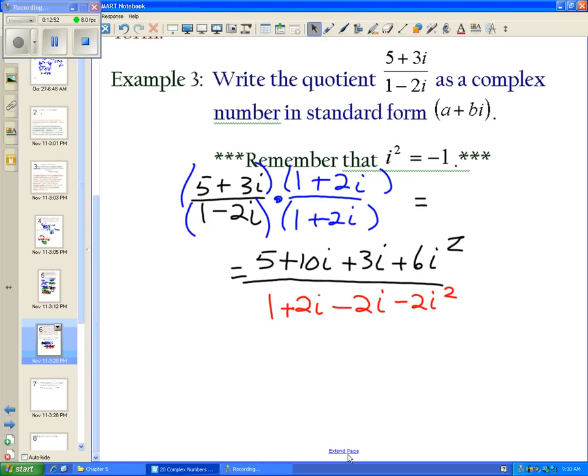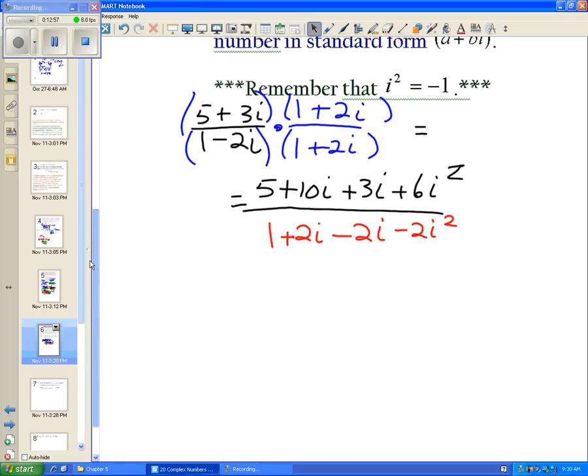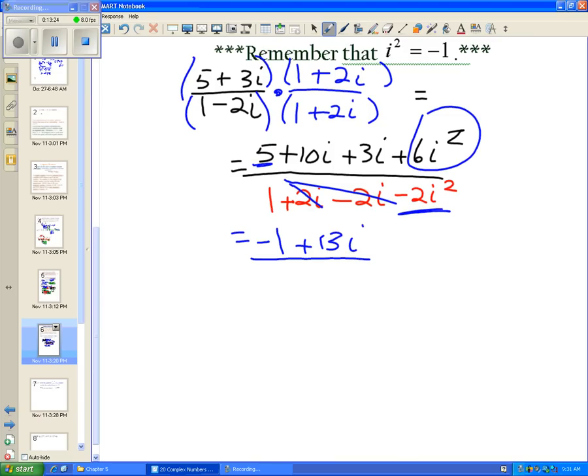If I simplify, in my numerator, the 6i squared becomes negative 6, plus 5 is negative 1. 10i plus 3i is 13i. In my denominator, the 2i and the negative 2i cancel. The negative 2i squared, remember that i squared is negative 1, times a negative 2 is 2. So 2 plus 1 is 3.